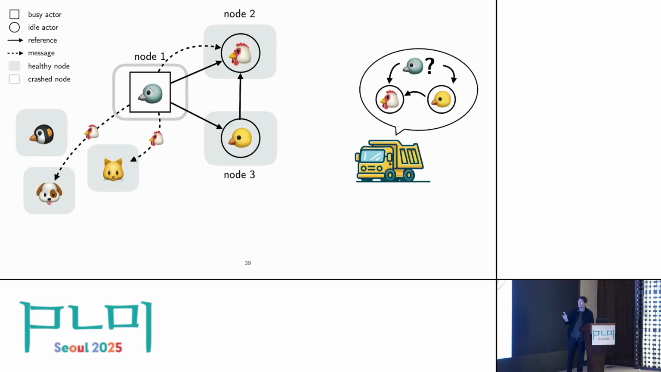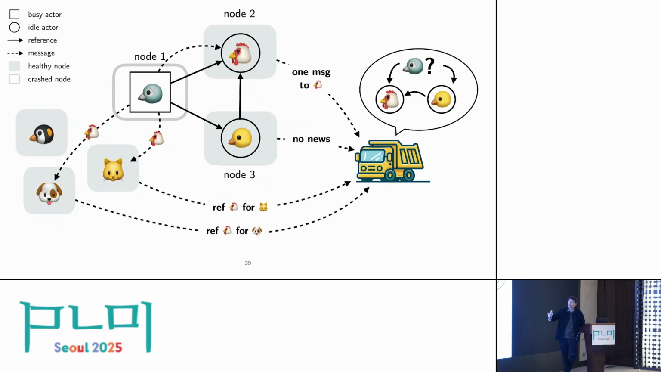So what we're going to do here is after node 1 crashed, we can't get the information from the gray bird, but what we can do is we can wait for node 2, and we can assume that each of these nodes, as messages are coming into the node, it's keeping track of what messages came in and who they were sent to. So node 2 says, I actually got one message, it was sent to the chicken, tells the garbage collector. Node 3 says, I didn't get anything. And these other two nodes, they say that we got references.